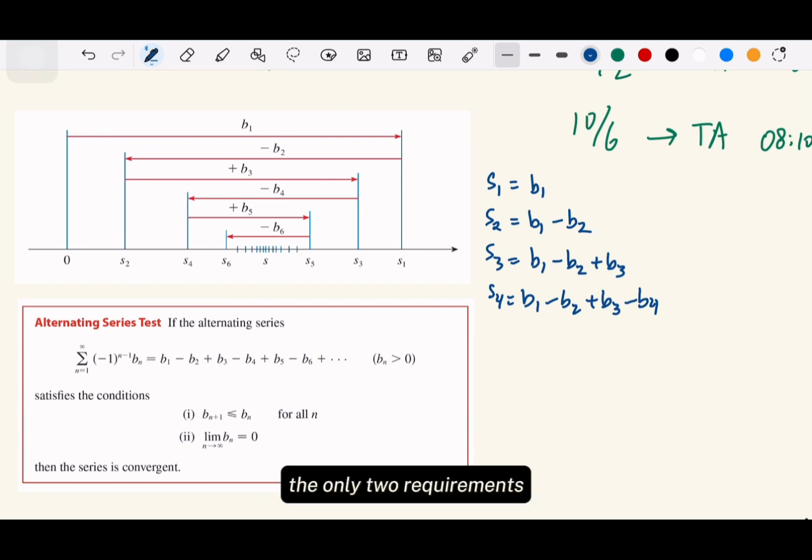So only 2 requirements. Every time you see -1 in the front, you can check this series. Take the limit. If the limit is 0 and it's decreasing, then you can conclude it's convergent. Okay. So that's the alternating series.